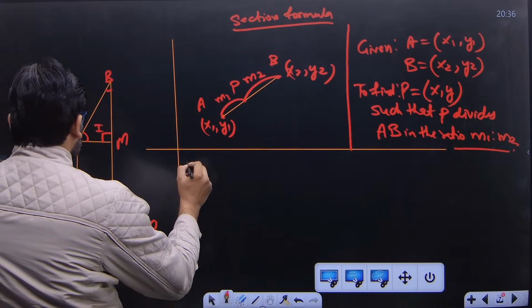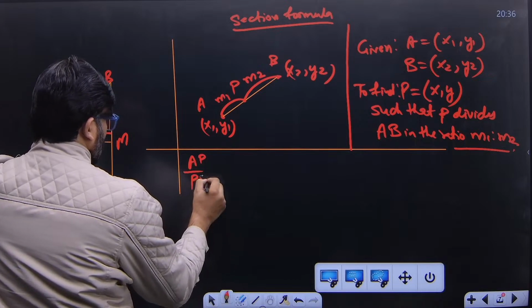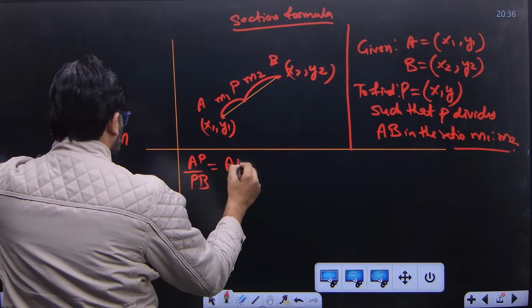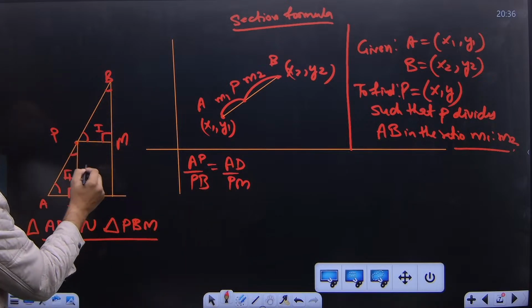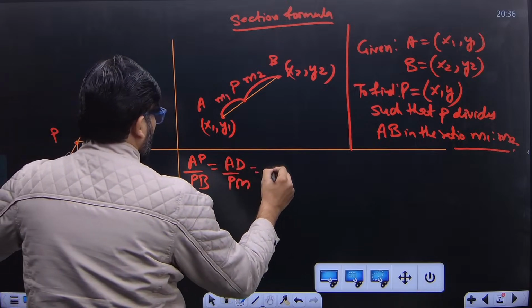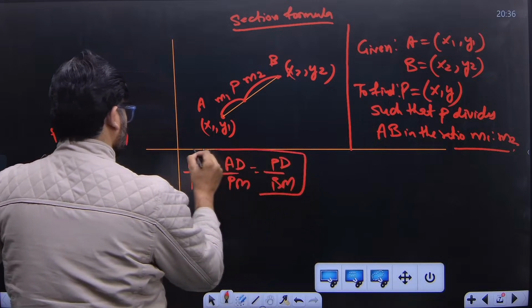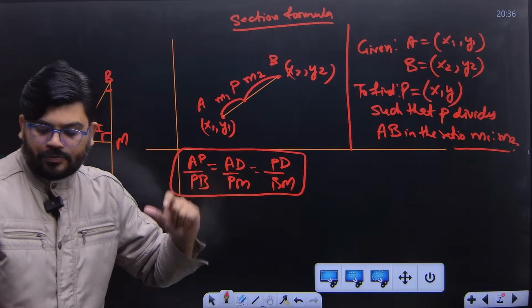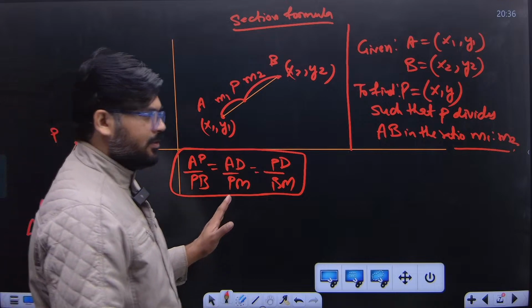That means we will say that AP upon PB will be equal to AD upon PM, see this, AD upon PM, and will also be equal to PD upon BM. When the triangles are equiangular, the sides are proportional. This is what you have to understand. Any doubt up to here?